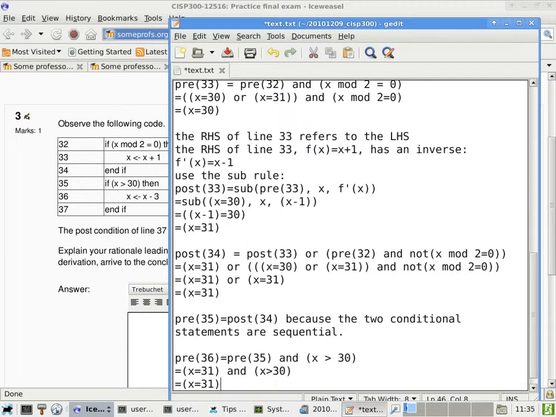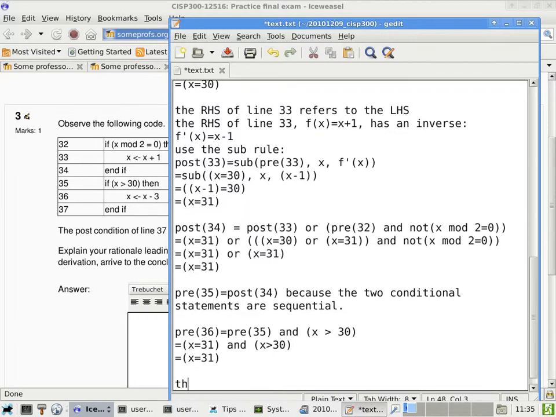Does everybody understand why we can simplify this? Where x equals 31 and x is greater than 30 just simplifies to x equals 31. Because once again, we are looking at the intersection of the two. On one side, it's one single point saying that x has to be 31. On the other side, it has many, many points, but x equals 31 is one of those points. Okay.